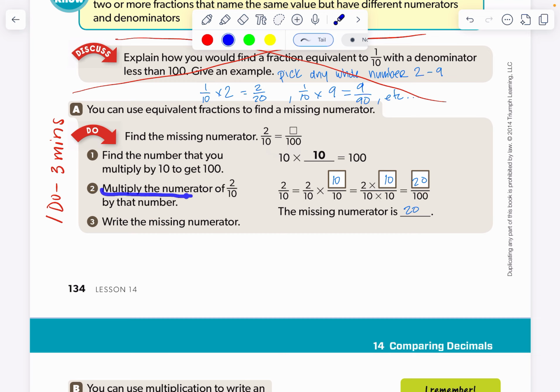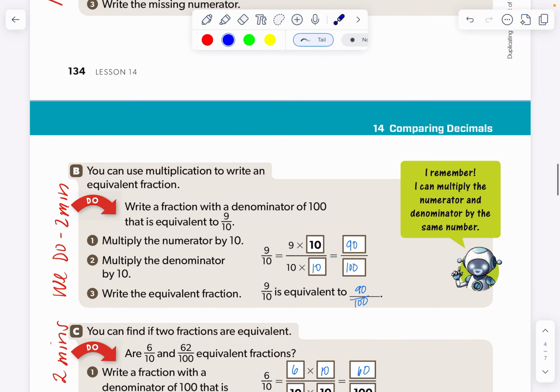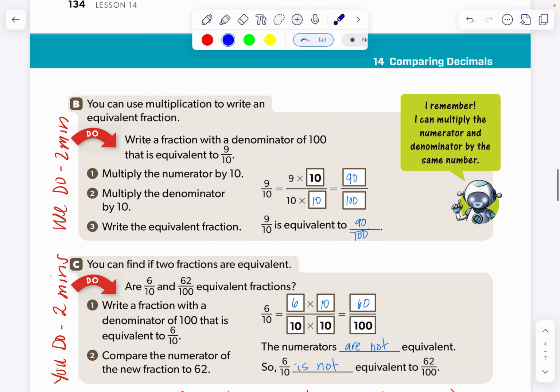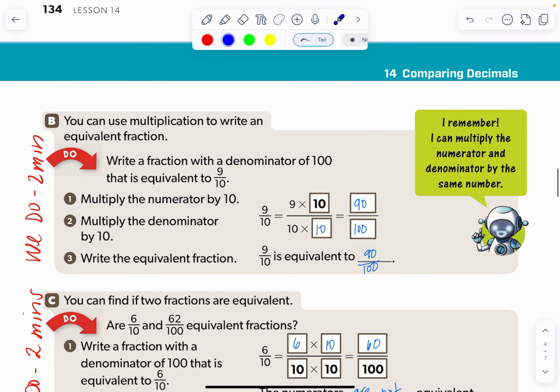Then multiply the numerator of 2/10 by that number. So we multiply the denominator by 10. They're telling you to multiply the numerator by 10 as well. That's right here. 2 times 10 gives me 20. So the missing numerator is 20, and the equivalent fraction to 2/10 is 20 hundredths. You'll model that for students for about 3 minutes, and then you'll do a we do question with students.